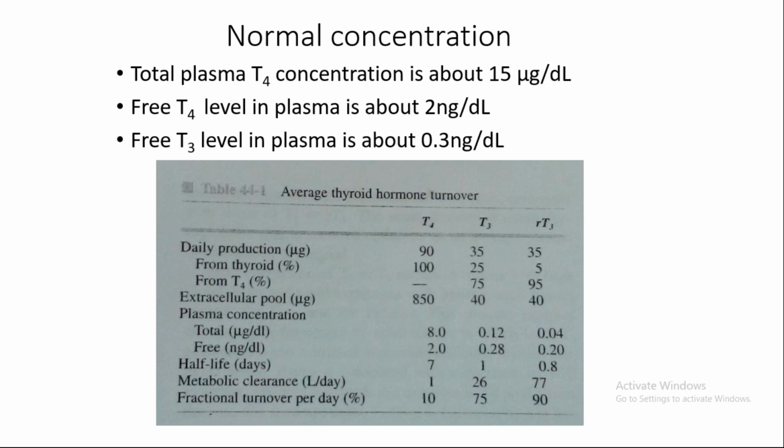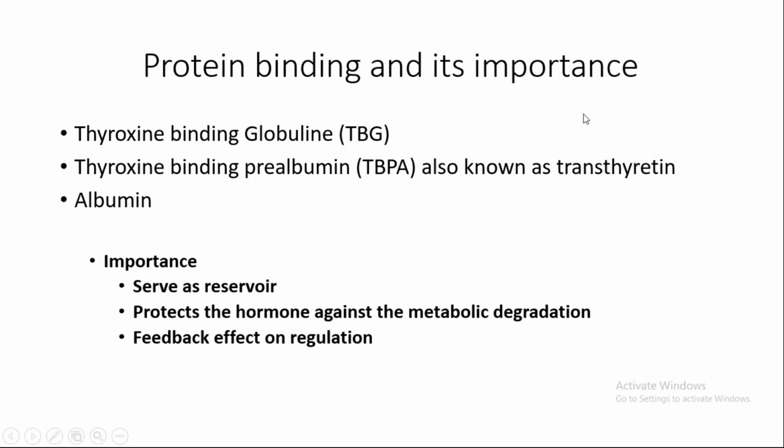So first, what will happen whenever thyroid hormone secretion takes place? It binds with the plasma protein. When saturation occurs, then the free concentration will start to rise. Now the thyroid binding proteins, the binding and its importance. The thyroid hormone has to bind with these binding proteins. Thyroid binding globulin, the TBG.